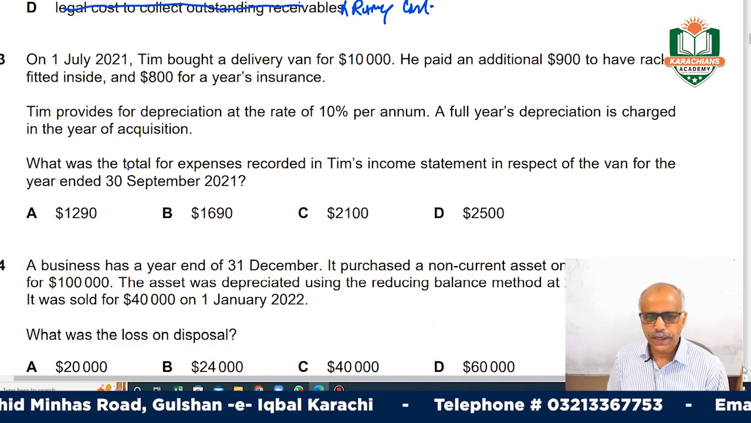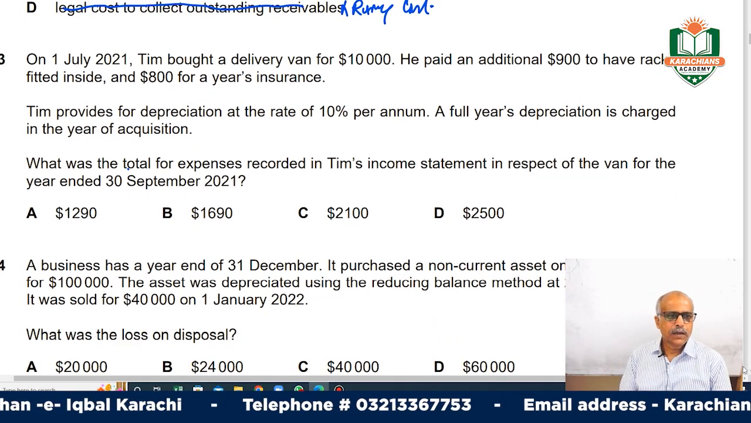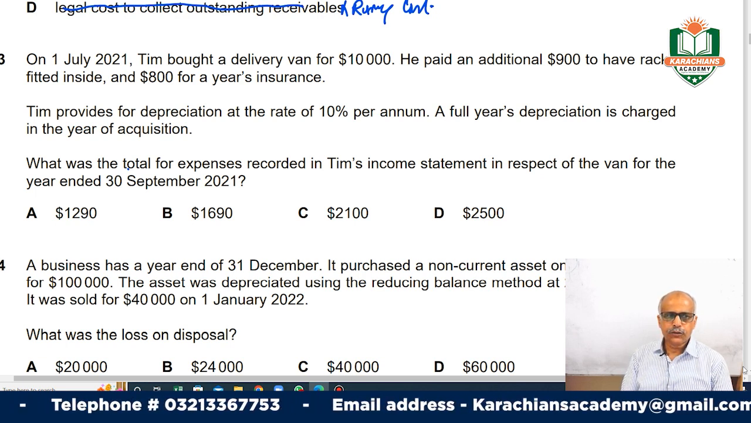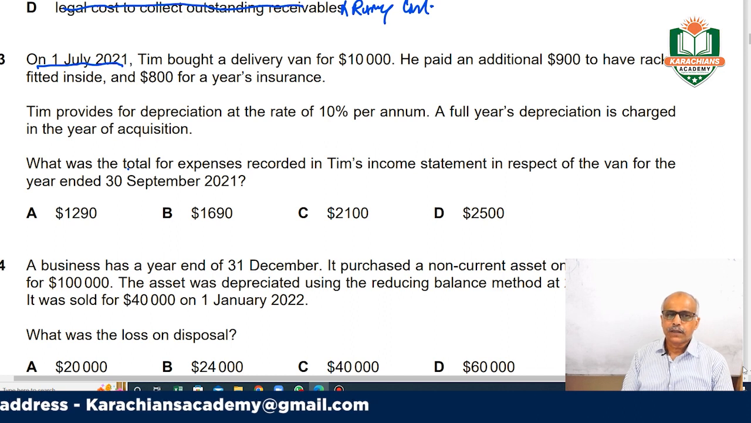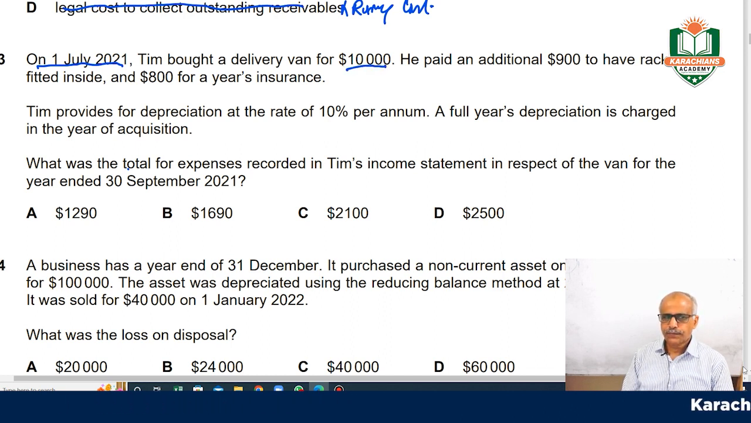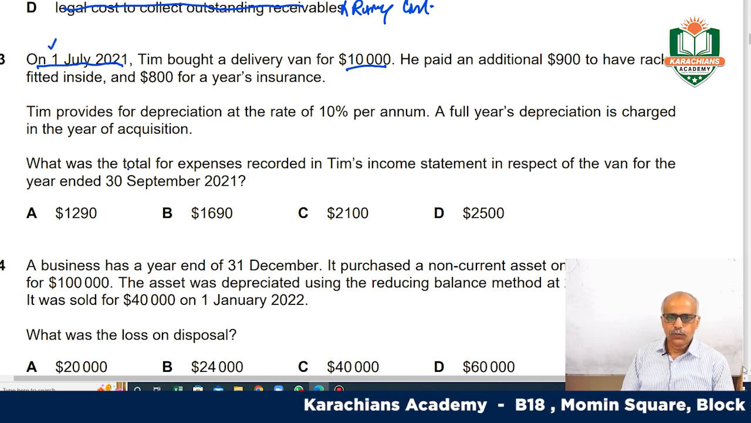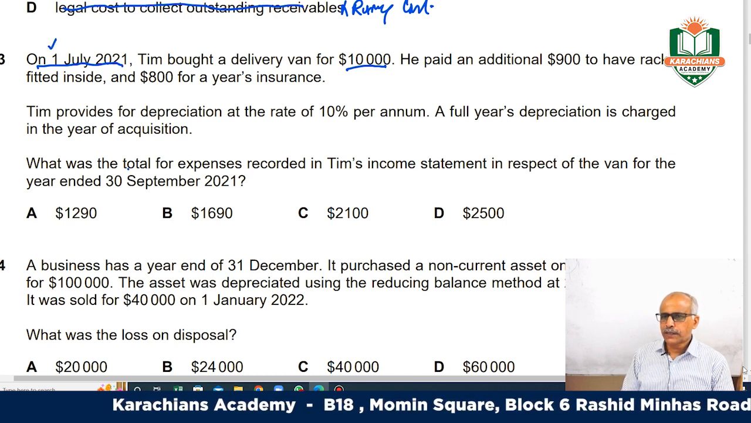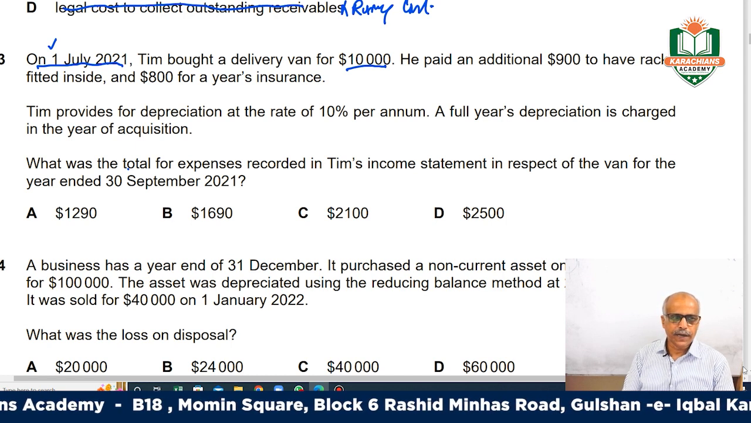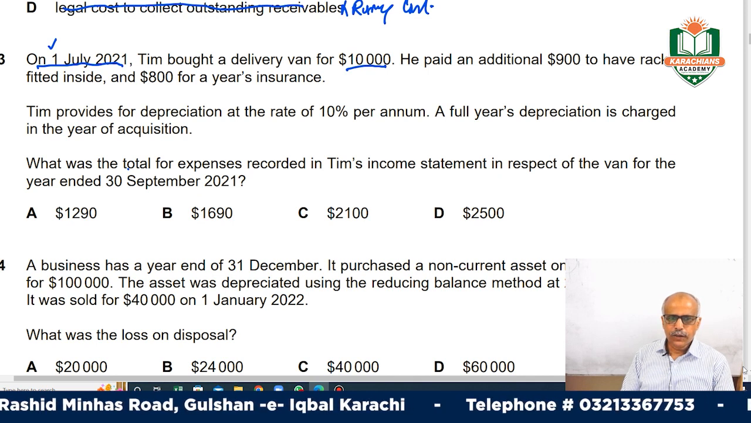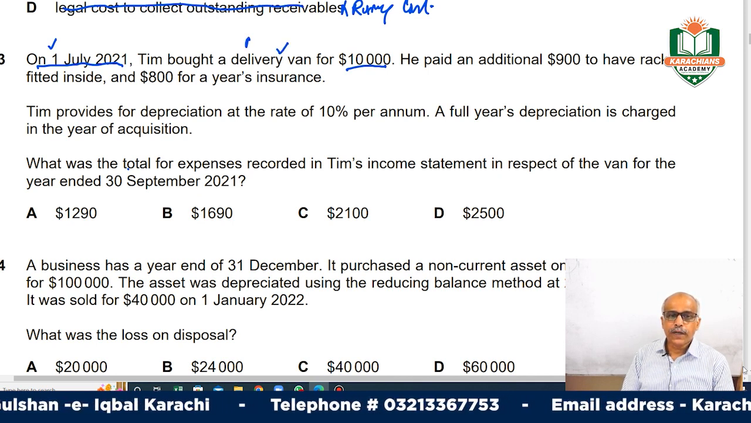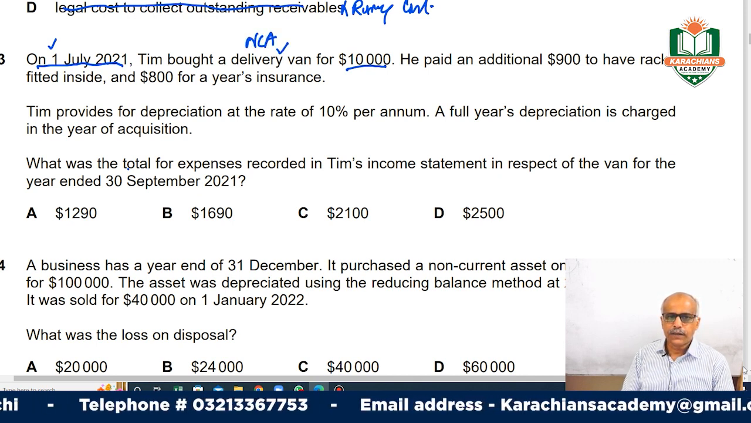So very carefully read this question. On 1st July 2021, very carefully read the question, right? Tim bought a delivery van for 10,000. When he purchased it on July 1st, 2021, he paid an additional 900 to have racks fitted inside. Again, this is your delivery van. This is your NCA, non-current asset.